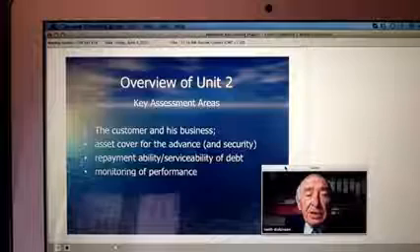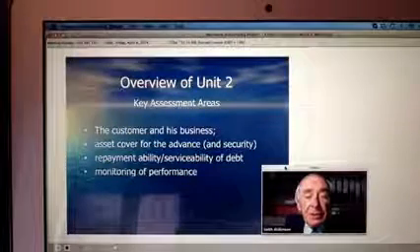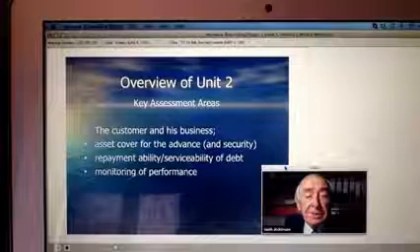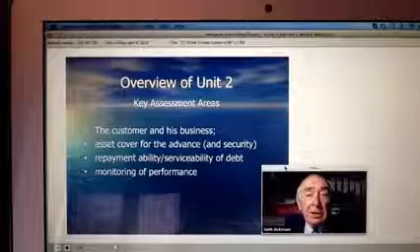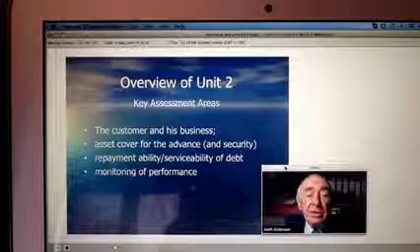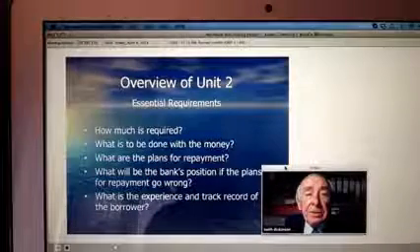When you're assessing a lending situation, the key assessment areas include the customer and his business, the asset cover for the advance, clearly the serviceability of the debt, and it's up to us to monitor the business performance.